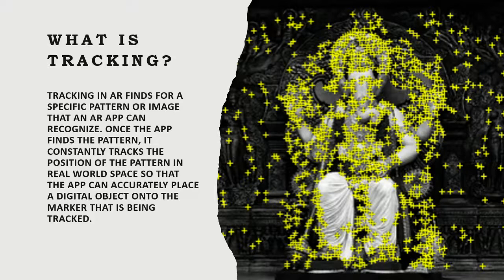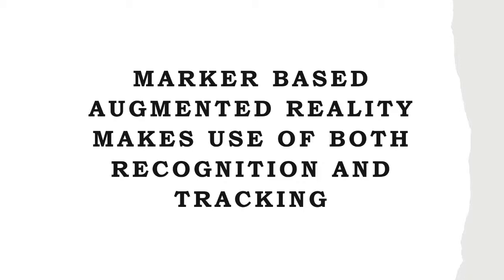So tracking and recognition, these two are very fundamental and important technologies of marker based augmented reality. I hope you have understood what recognition is and what tracking is, and how they help in marker based augmented reality. The same thing is written here: marker based augmented reality makes use of both recognition and tracking. And now you know how and why it makes use of them, and what their use cases are.